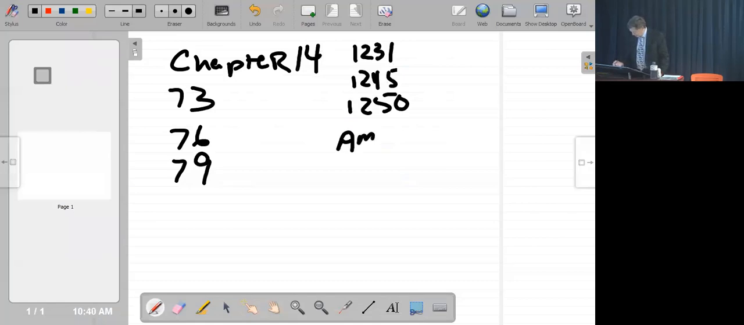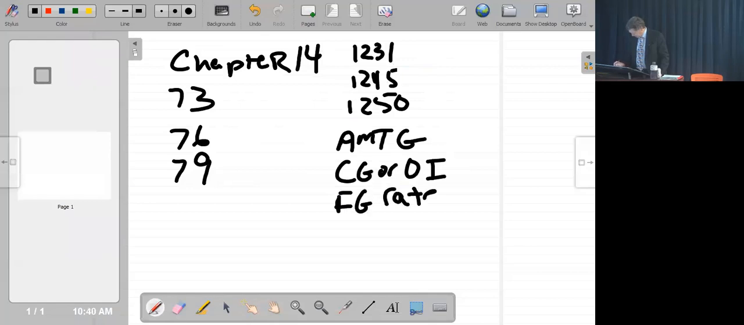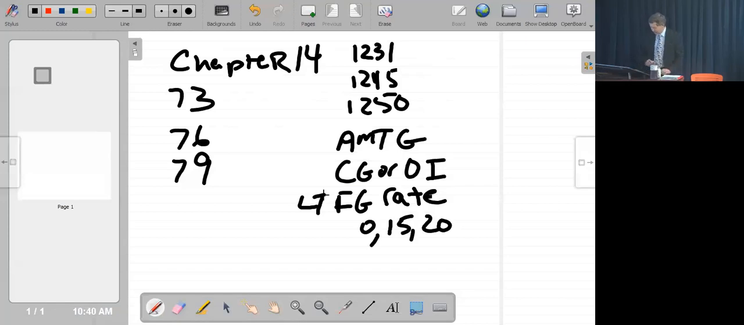There are three major questions in this chapter. What is the amount of the gain? And then is it capital gain or ordinary income? And then what is the capital gains rate? Now, the capital gains rates are basically 0, 15, and 20. And you'll remember those are for long-term capital gains, property held greater than a year. Now, that's specifically what this chapter 14 will focus on.